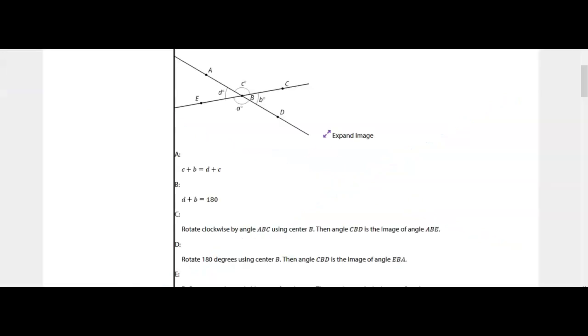C is a little bit confusing. C says you're rotating clockwise by angle ABC using center B. So basically what you're doing is taking this whole figure and rotating it by the same number of degrees that are in angle C right here. And then what it's saying is that angle CBD, this angle right here, would be the image of angle ABE. So basically it's saying if we rotate it this many degrees, then these two will switch places.